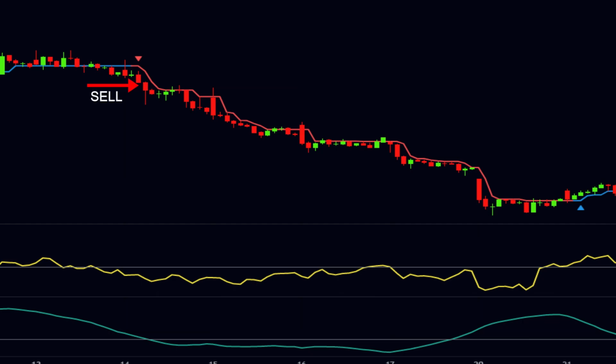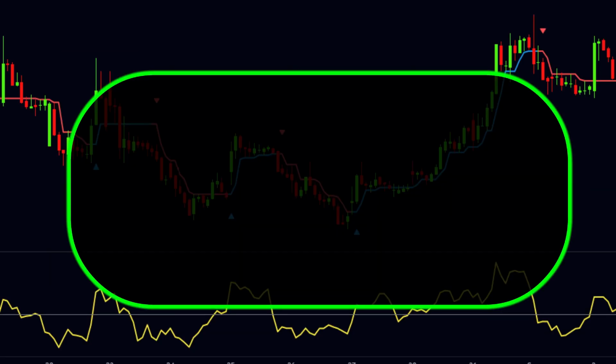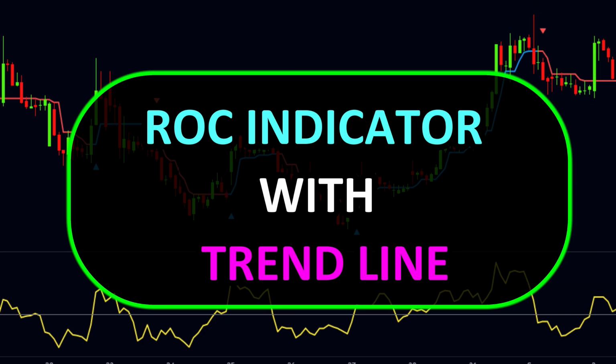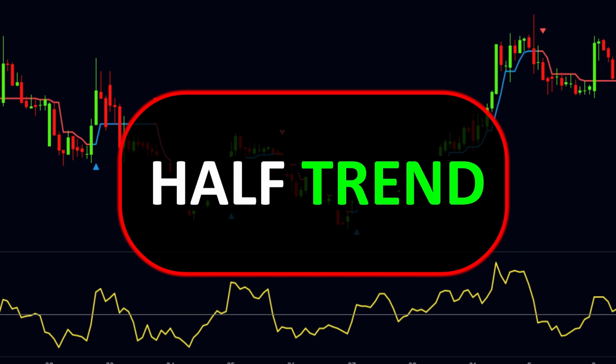So, we will sell at the low of this candle. Our stop loss should be above the halftrend and we can exit, where the color of the halftrend becomes blue. You can see, after our sell entry, the price made a good down move. In our second strategy, we will use ROC indicator with the trend line. Here we will still use the halftrend indicator also.